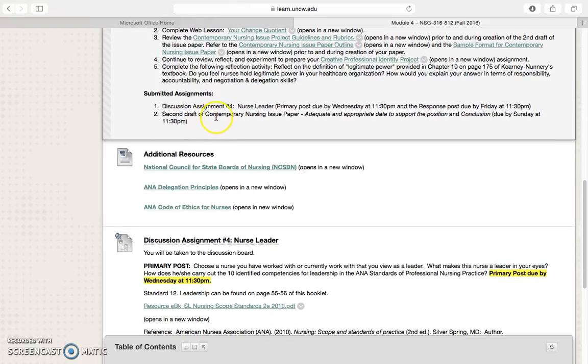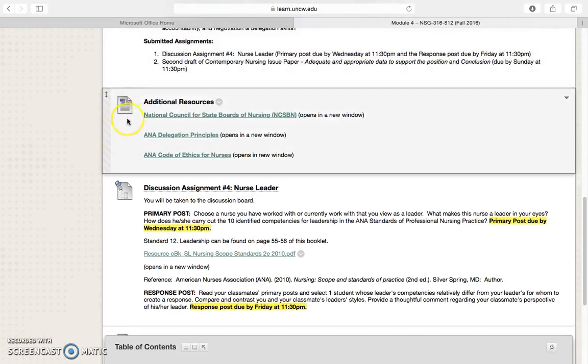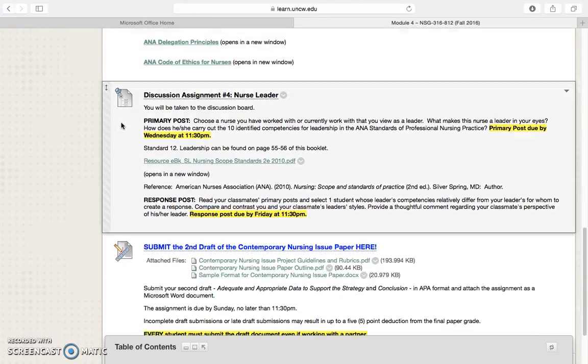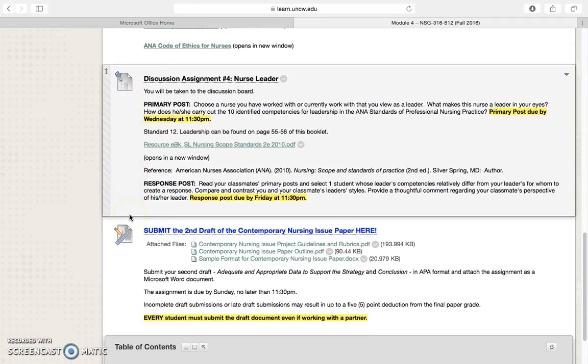All right, so this week on your draft, you're going to be covering the adequate and appropriate data to support the position and conclusion. That's essentially what we were just talking about. Find the literature to support what your strategy and your position are. There are some additional resources that we've listed here for you that we'd like for you to take a look at. You can use those as references in your discussion board and also for your own learning in the course this week. And then here are the directions for your discussion for assignment number 4, again, focused on nurse leaders.